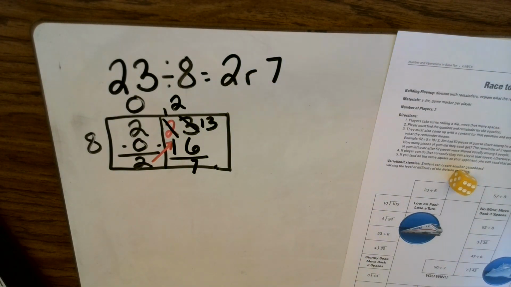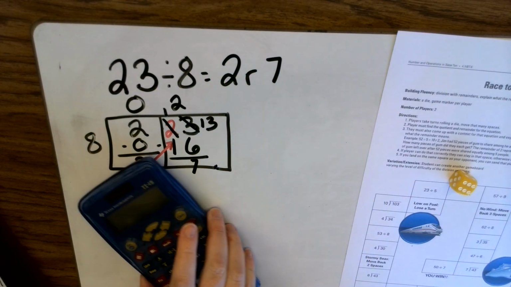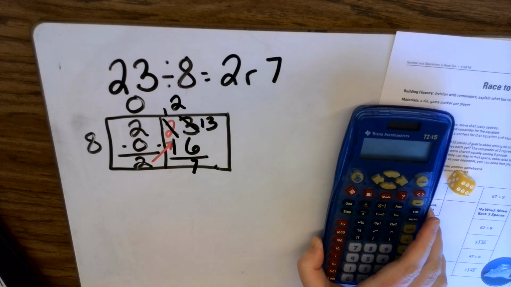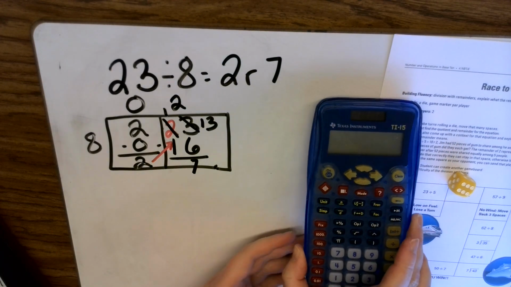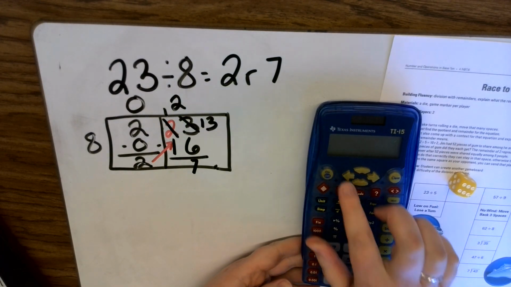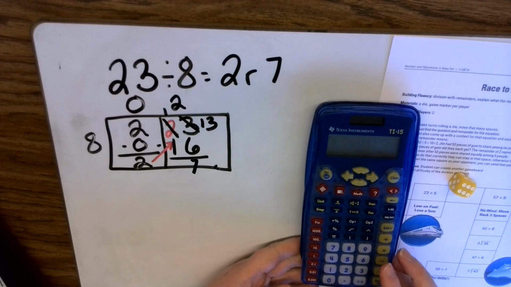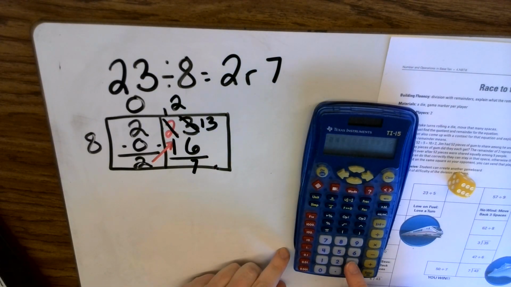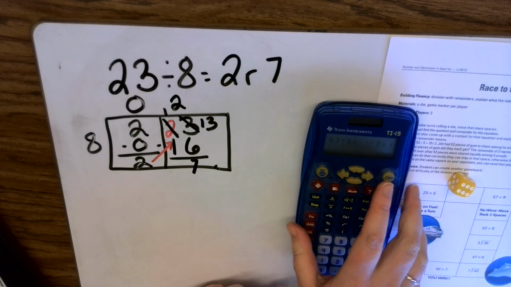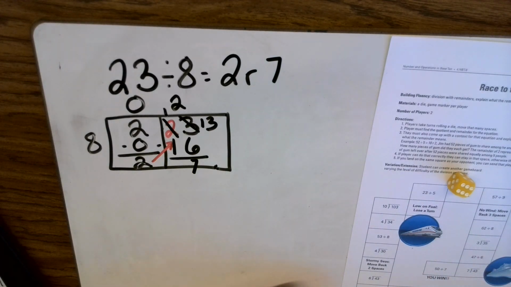After I get that done, my partner is going to take their calculator again, just like yesterday, and they're going to type in 23, INT divide. Remember, not the regular divide button, INT divide 8. And I'm going to check. Oh, you got it right.